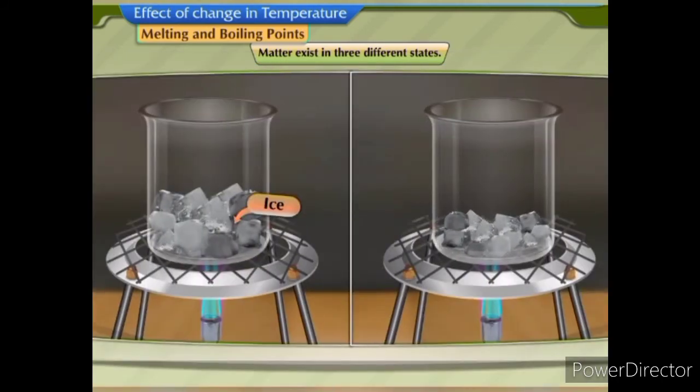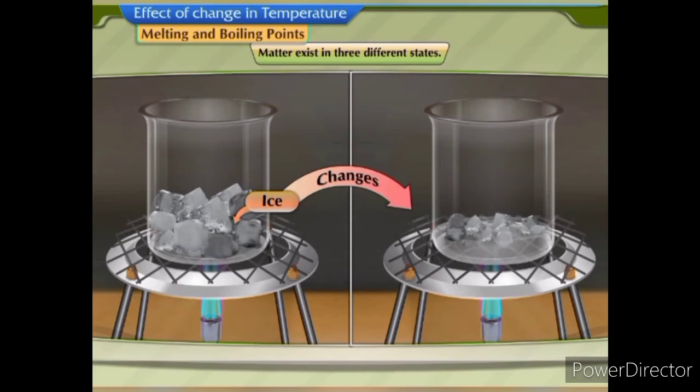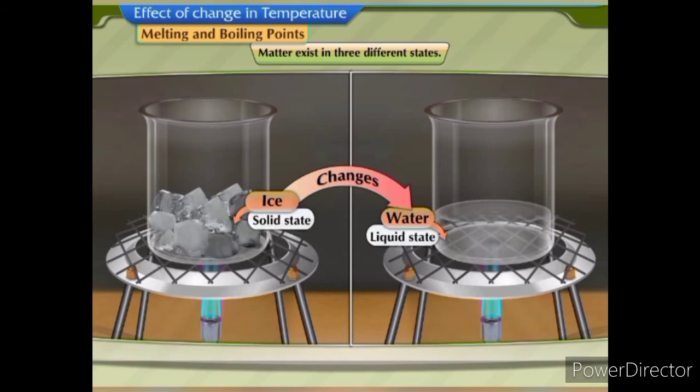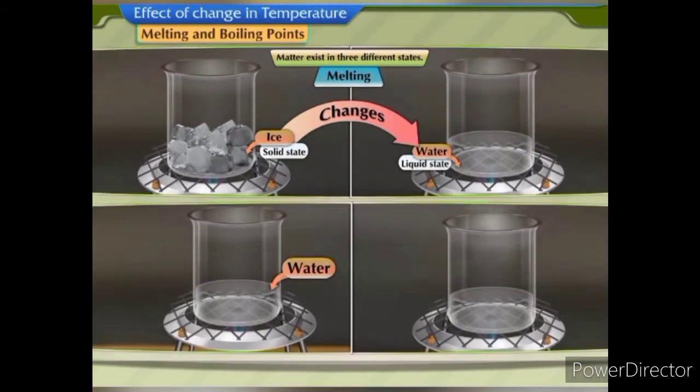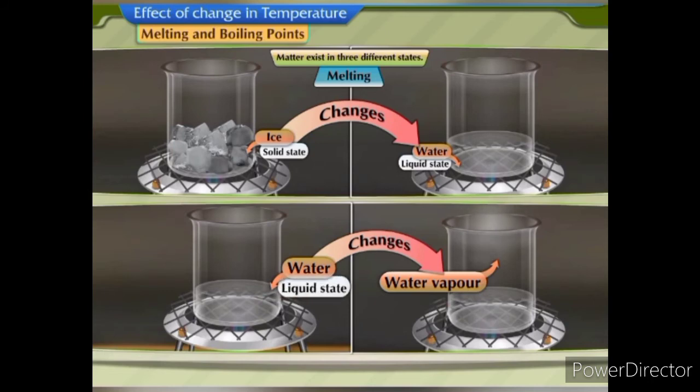On heating, ice changes into water. This process by which a substance changes from solid state to liquid state on heating is called melting. Similarly, water on heating changes to water vapor. This process by which a substance changes from liquid state to gaseous state on heating is called vaporization.